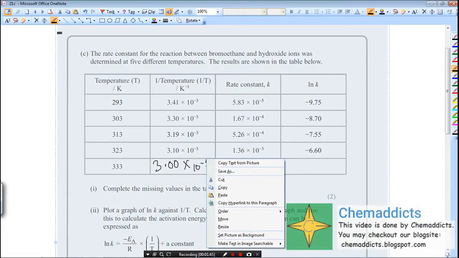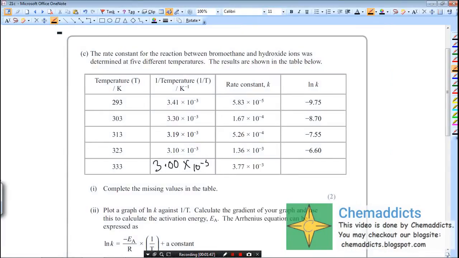Why do I always write this 3 as a 5? That's my problem, a real good issue. Yeah, 3 into 10 to the power minus 3. So that's the value.